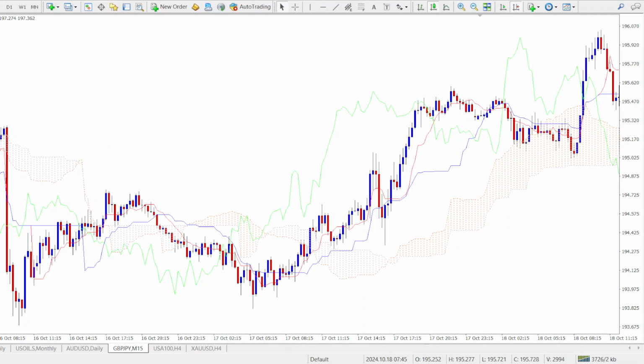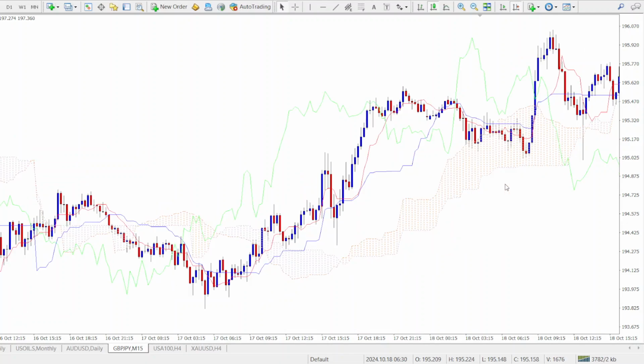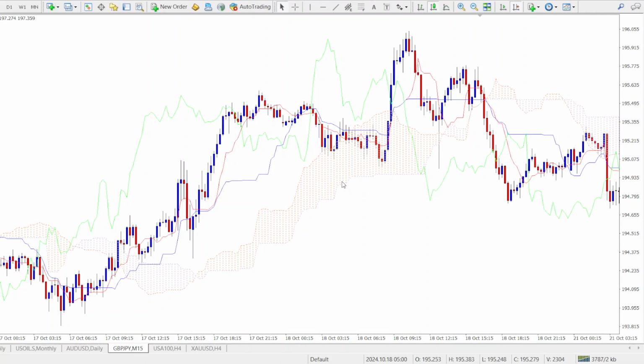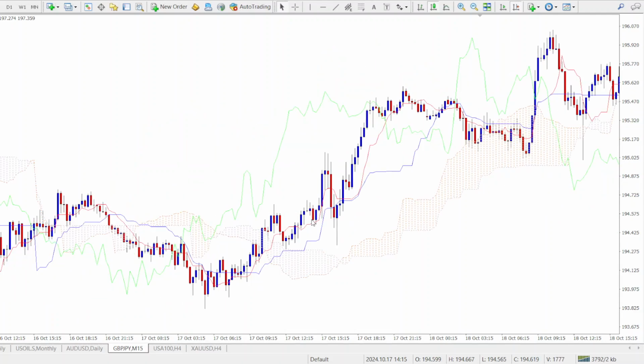Now, let us talk about the Kumo Cloud itself. The Kumo Cloud is this shaded area on the chart. It represents areas of potential support and resistance. When price is trading above the Kumo Cloud, it often indicates an uptrend. Let us look at a couple of examples.